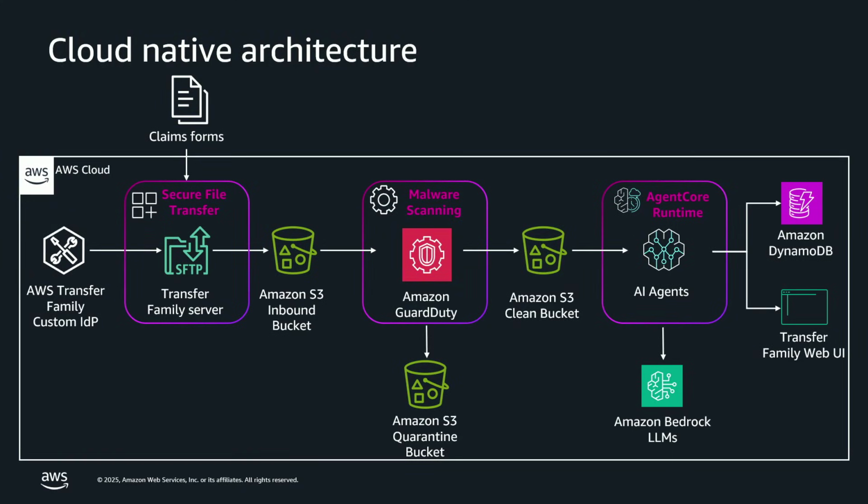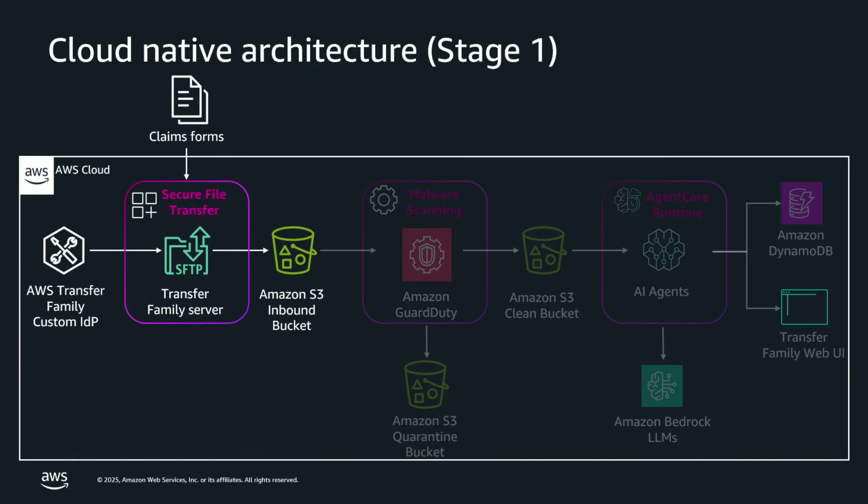Here's a modern approach for this use case, which demonstrates all the principles that Matt spoke about. We'll be using secure file transfer with Transfer Family. We'll be setting up malware scanning using GuardDuty, and we will be leveraging AI agents to do the manual processing. All of this architecture is going to be orchestrated using EventBridge. Without further ado, I'm going to dive deep into each layer and we'll talk about it a little bit more.